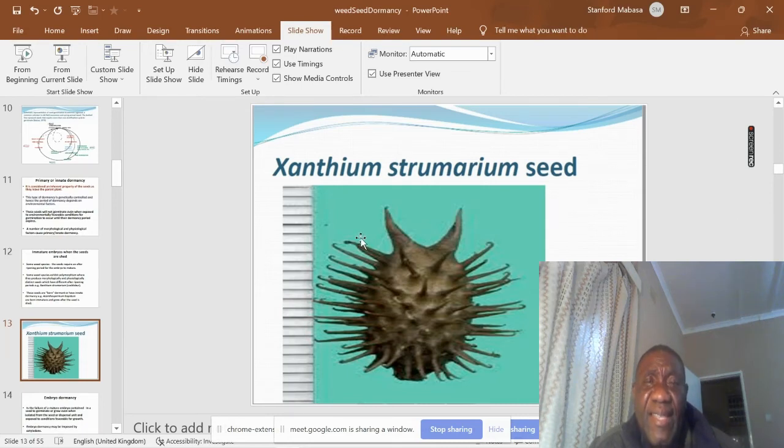Now, this is the Xanthium strumarium seed with these spines. Now, if you open up this case, you may find two distinct seeds with different dormancy characteristics. Sorry, do you mean to say if we open this seed, you will find another two seeds inside? Yes.